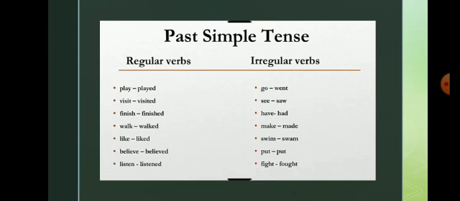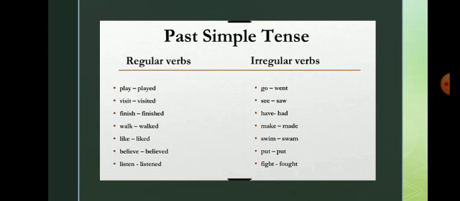What is an irregular verb? That is where we can't add ed or d or ied to the verb. We are completely changing that word. That we call an irregular verb, a strong verb. Go, went, see, saw, have, had, make, made, swim, swam, buy, bought, put, fight, fought, bring, brought. So we can see too many words also.